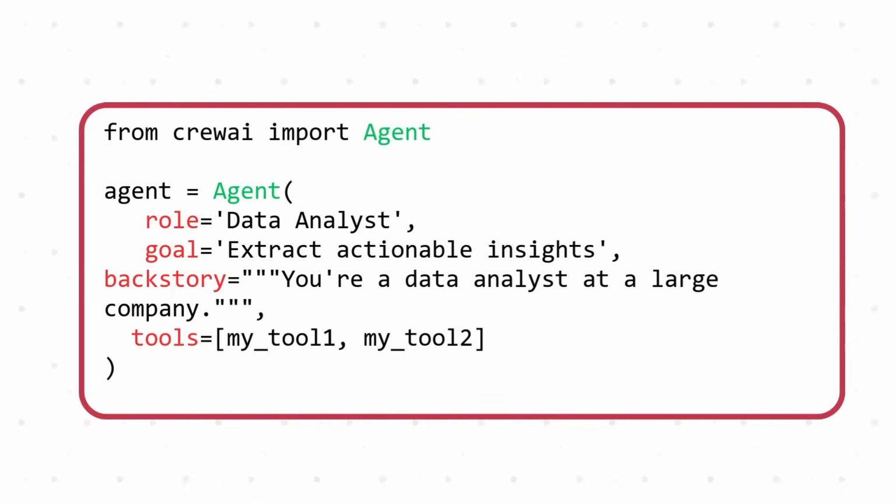And here's what some simple code looks like to create an agent. We import the agent from CrewAI, create an instance of that, and then we give it a role, goal, and backstory. In this case, this agent is a data analyst. And we also see that there is a tools property or attribute given to this agent, and they're just giving my tool 1 and my tool 2. Tools are there to help the agent accomplish the task, and we'll go over that later.